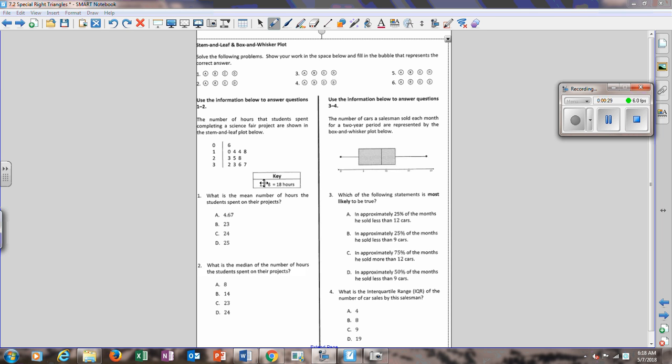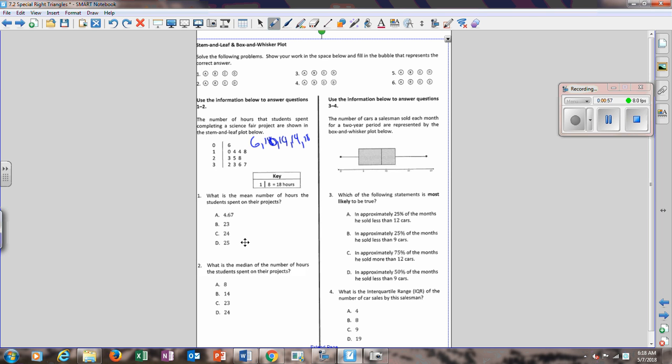Now if you look at the key, 1, the line, and then 8 is 18 hours. So 0 and 6 would just be 6 hours. Then we have 10, 14, 14, 18. You get the point. 23, 25, 28, 32, 33, 36, 37.